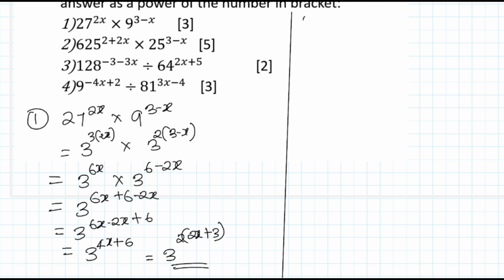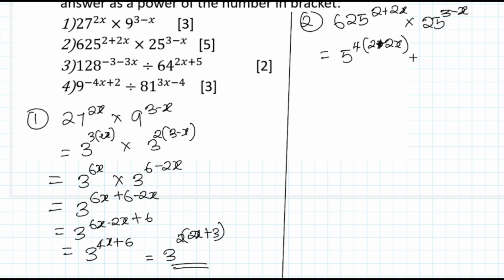Number 2: 625 raised to power 2 plus 2x multiplied by 25 raised to power 3 minus 2x. We are expressing both of them as power of 5. 625 is 5 raised to power 4. Put the previous power in bracket, multiplied by 5 raised to power 2, raised to power 3 minus x.